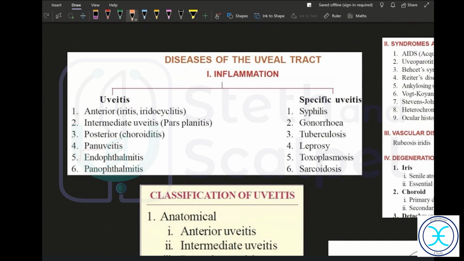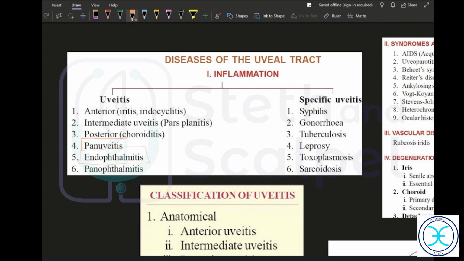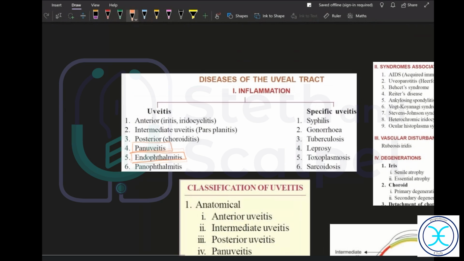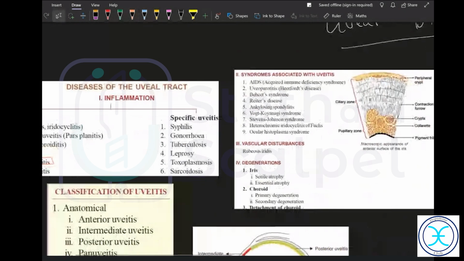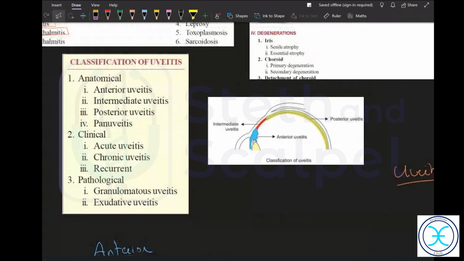Uveitis, all of these are important, but the most important one would be endophthalmitis. They will ask this as a short note for us, and panuveitis also they might ask. These are the end stage of uveitis, where most of the uvea is damaged, and if something big is going to happen now, it is only going to be these two conditions, inflammation of those two regions. So this would be the uveal tract.